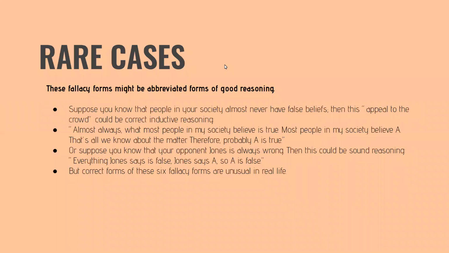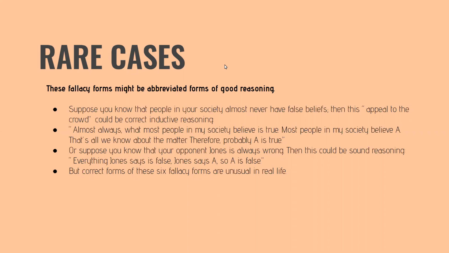In rare cases, these fallacy forms might be abbreviated forms of good reasoning. So suppose you know that people in your society almost never have false beliefs. Then this appeal to crowd should be correct inductive reasoning. Almost always, what people in my society believe is true. Most people in my society believe A. That's all we know about the matter. Therefore, probably A is true.